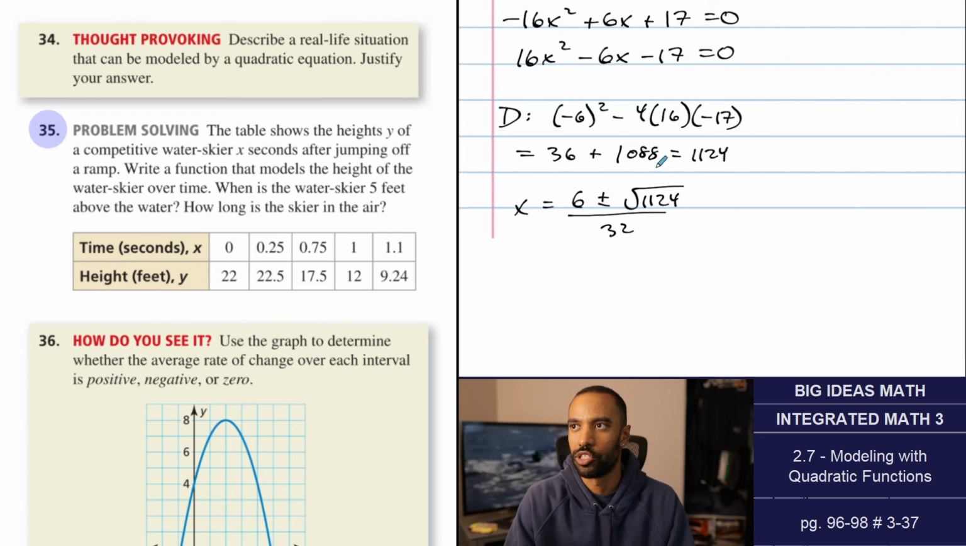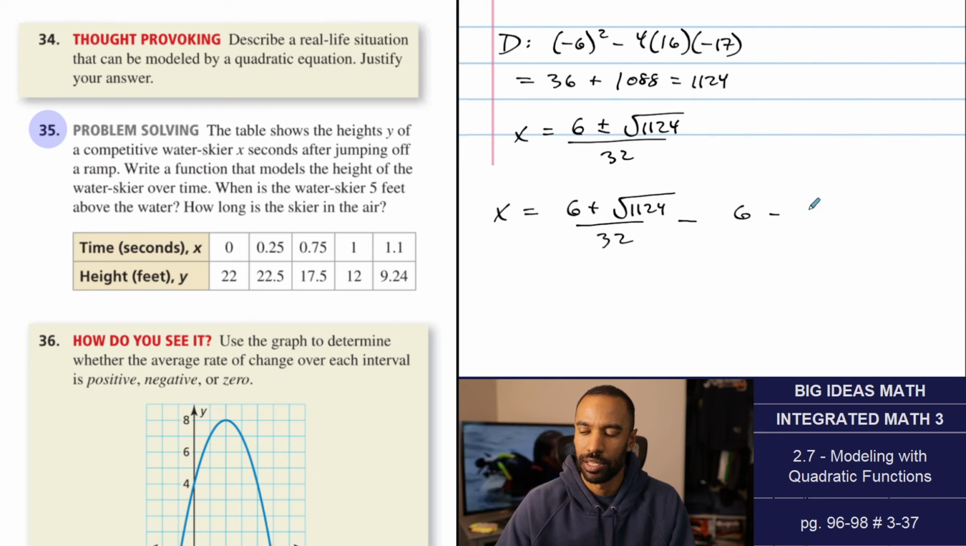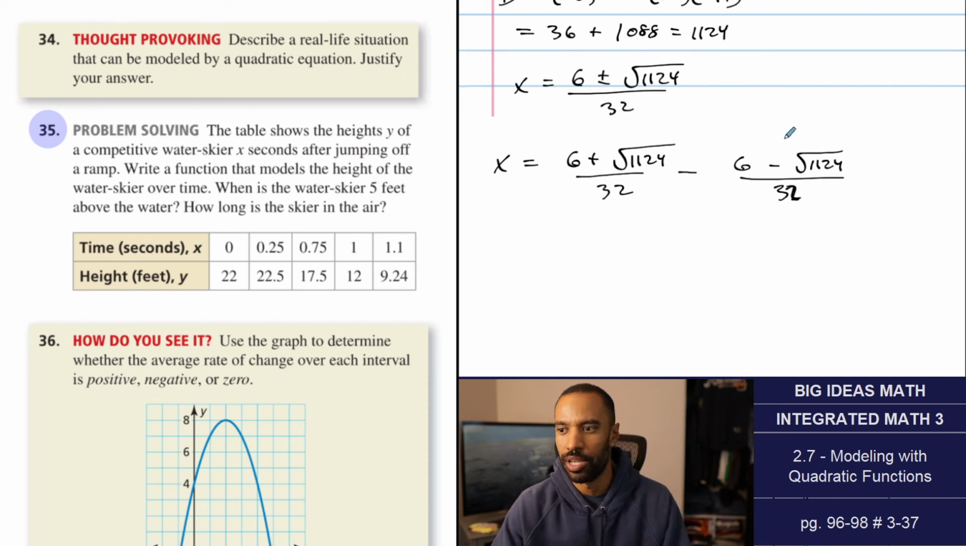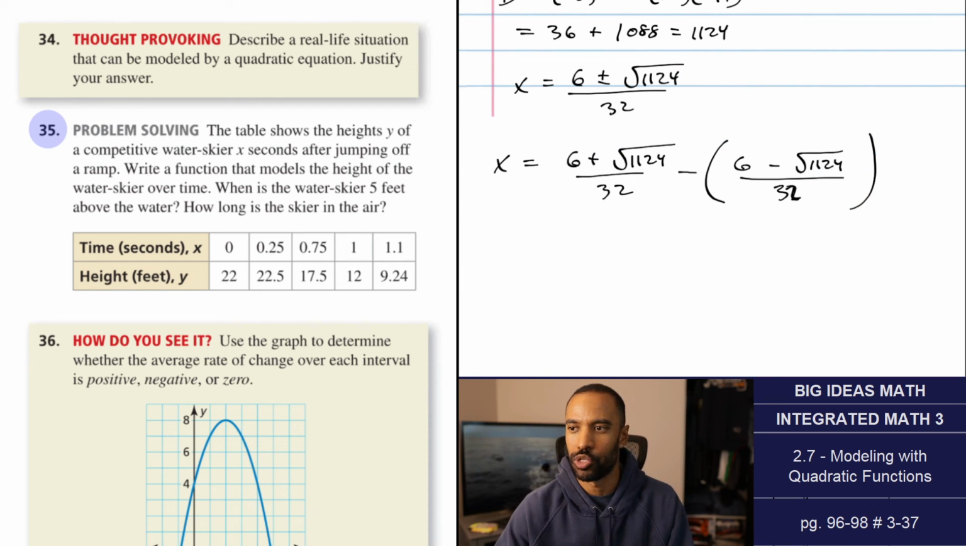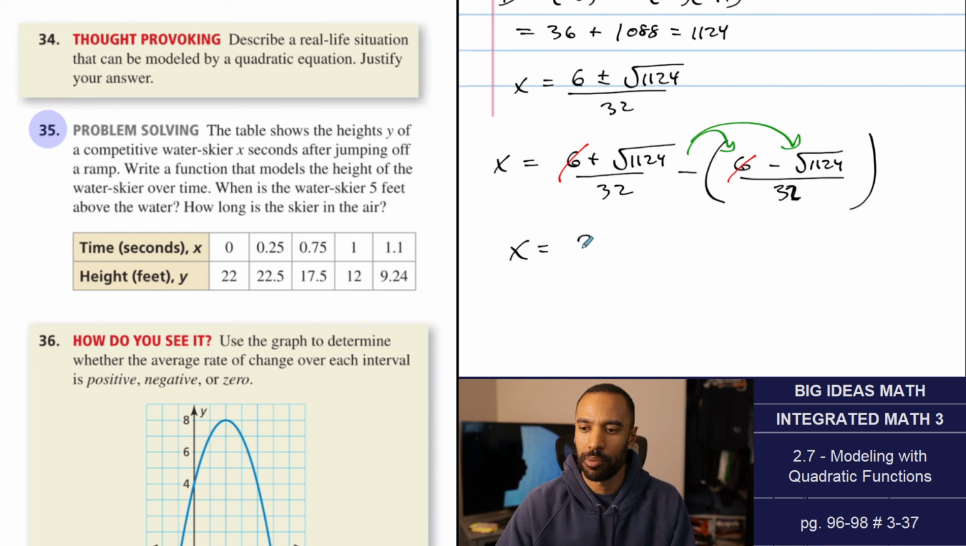Actually, let's do what I did before, one minus the other. So x equals 6 plus, right? This is the bigger time, minus that. And what happens here is what you saw before. The 6's will cancel. The 1124's will add up together, right? Because you've got to distribute this negative. So the 6's will go away, and the 1124's will double up. So x is going to be 2 root 1124 over 32, which is root 1124 over 16.